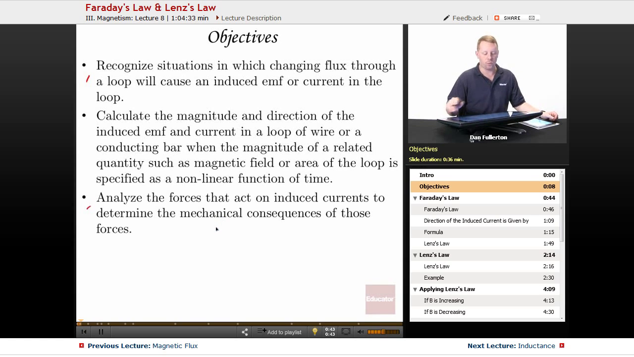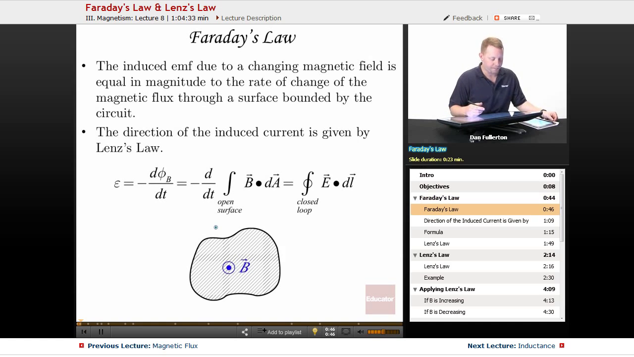So let's talk about what Faraday's Law tells us. Faraday's Law talks about the induced EMF, the induced potential due to a changing magnetic field. It says it's equal in magnitude to the rate of change of the magnetic flux through a surface bounded by a circuit. So moving charges create magnetic fields. Changing magnetic fields move charges by creating potential. Now, the direction of the induced current is given by Lenz's law. So you usually use Faraday's law and Lenz's law together.